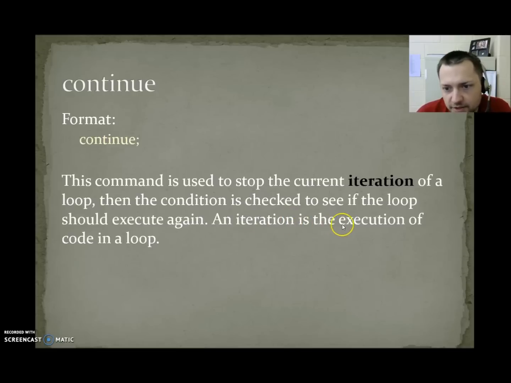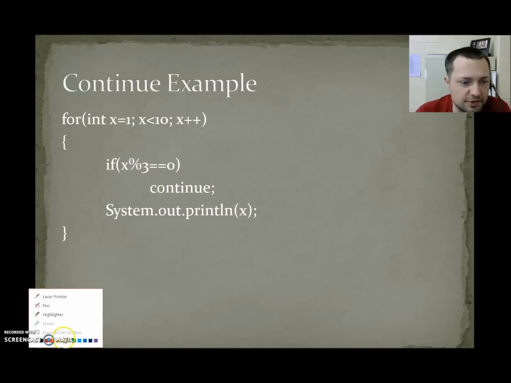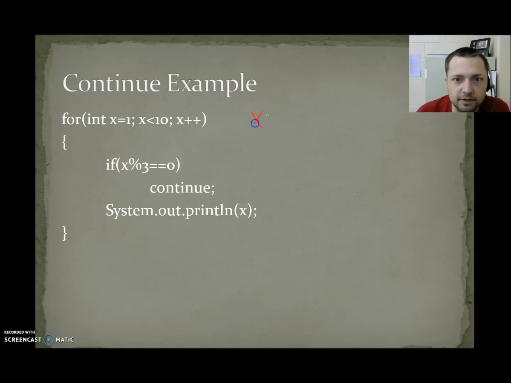An iteration is the execution of the code in the loop. So there's the definition. Continue example. So we're going to do the same example, but we're going to put continue where we put break. So x equals 1. Can 1 be modded by 3? No, it can't. We print 1. X becomes 2 from the plus plus. Is that less than 10? Yes. So we print 2 because this if doesn't activate.